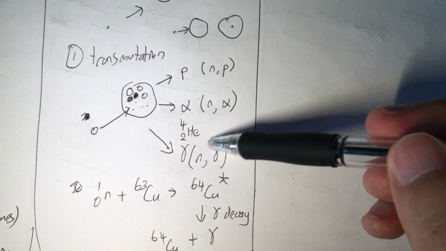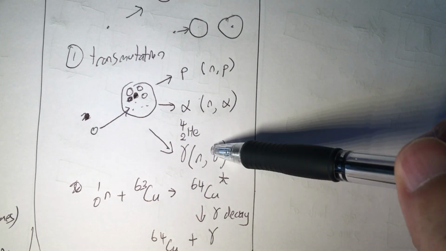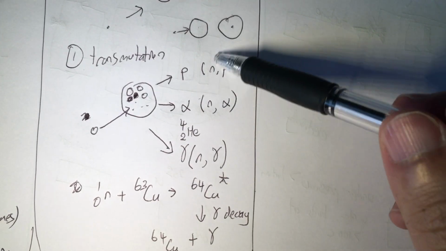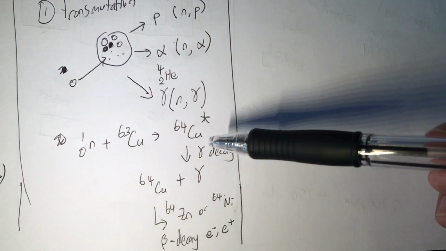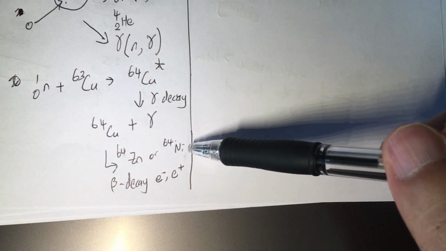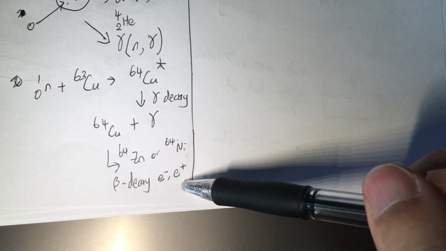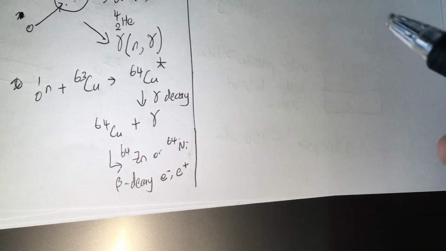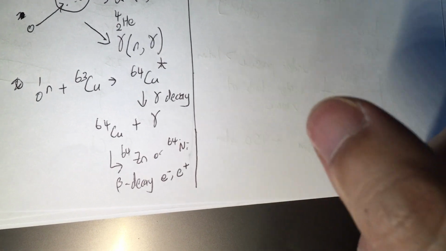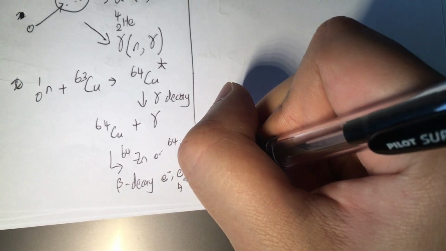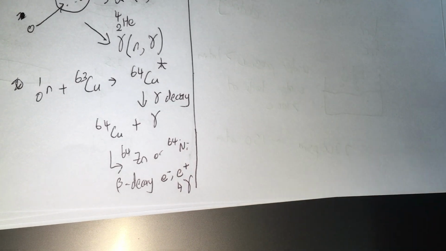You can have gamma rays coming out. You can have alphas coming out. You can have protons coming out. You can have different elements being formed. Then you can have electrons and anti-electrons, or positrons, coming out. And these positrons tend to end up annihilating with electrons.